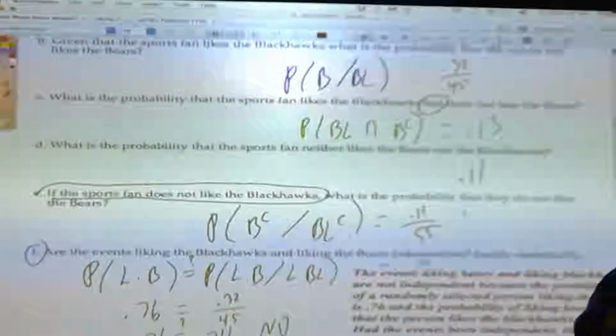Okay, so that's how you justify. I mean, it said justify statistically. So I just want to get the camera in here to show this. Actually, yes. Please forgive me for this. I want to improve the script a little bit. Does not equal, it's 0.76, which, you have to observe they're not equal, does not equal the probability of liking the Bears, given that the person likes the Blackhawks, which is 0.711.